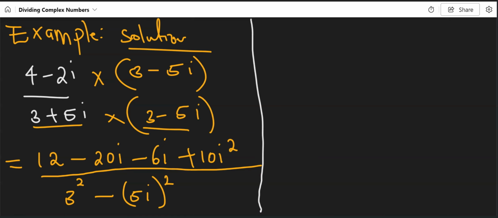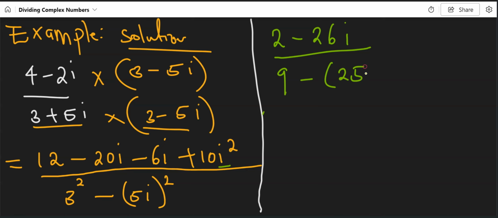The next thing we proceed and say, this gives us, what? We collect like terms: 12, and of course I said this is negative 1, so negative 1 times 10, that is negative 10. So 12 minus 10, that is 2. Then negative 20 minus 6, negative 26i, divided by 3 squared, that is 9, minus 25i squared. But this is negative 1 as well.